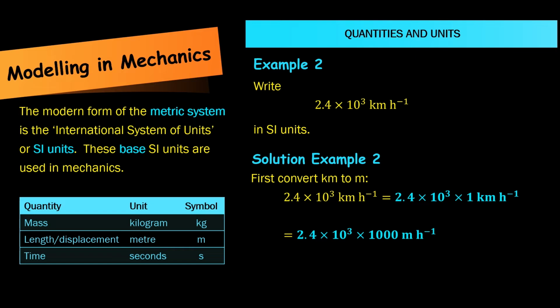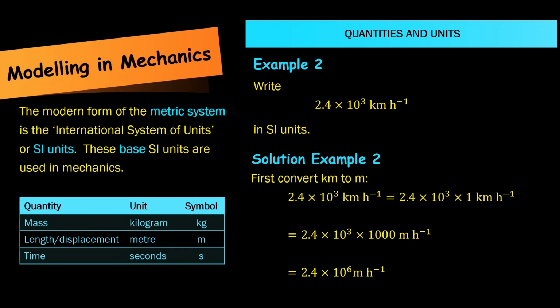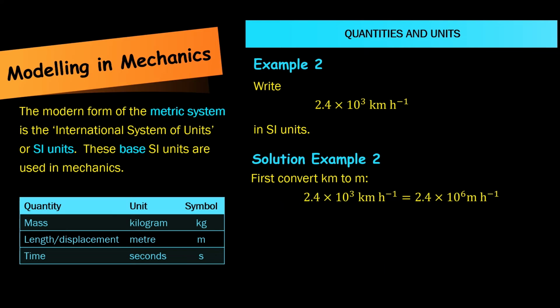And here we've done so. In particular, we've replaced 1 kilometer with 1,000 meters. So we have that this is equal to 2.4 times 10 to the power 6 meters per hour. However, it's not quite yet in SI units. We need to convert the hours to seconds. So here's the meters bit. So let's now proceed to convert the hours to seconds.